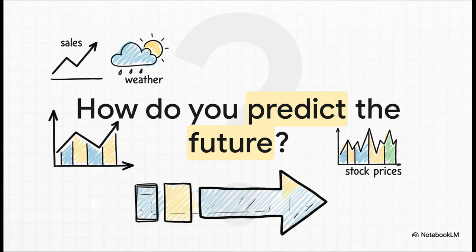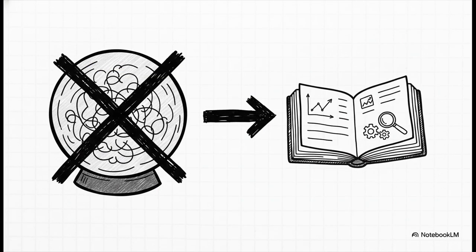So, let me ask you, how do you actually predict the future? I mean, we all want to know what's coming next, right? Whether it's for sales, the weather, maybe even stock prices. But what if I told you the secret isn't about gazing into the future, but actually digging into the past? Yep, you heard that right. The secret isn't some kind of magic. It's a recipe. A reliable, repeatable recipe for finding all the clues that are hiding in plain sight, right there in our past data. And today, we're going to walk through it, step by step.